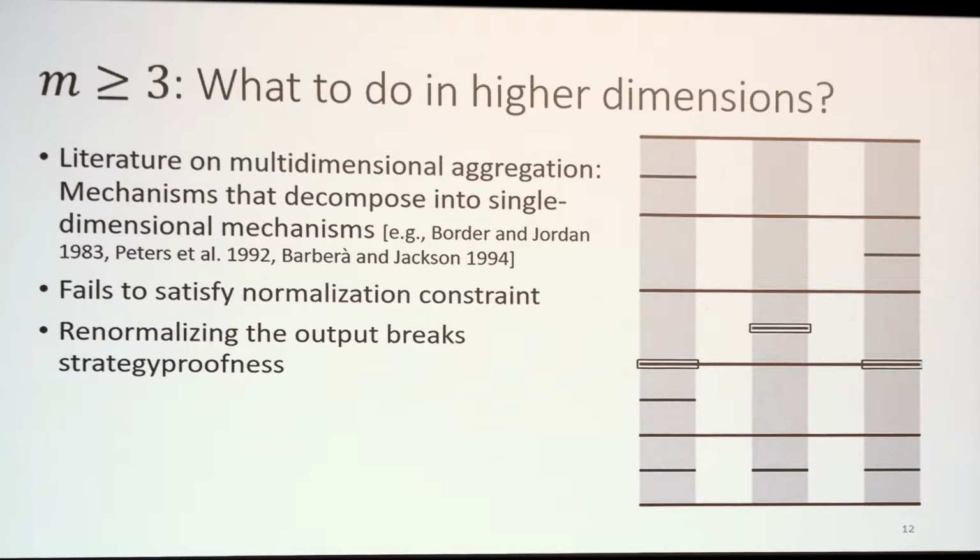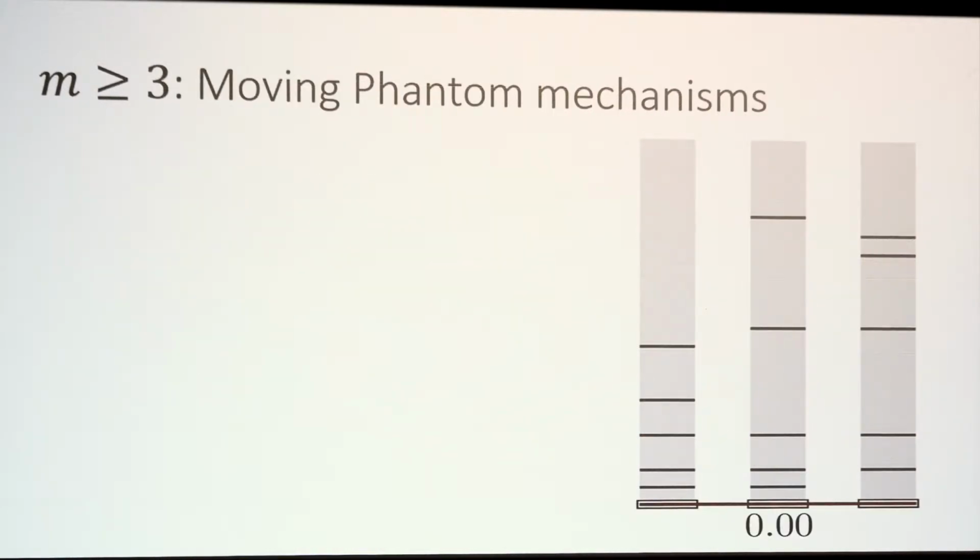First thing you might think of is, how about just renormalizing the output multiplicatively? And this, rather unsurprisingly, is going to break strategy-proofness. So we need a solution to this normalization problem. What we do is, rather than fixing the phantom positions, we're going to allow them to move. And that's why our class of mechanisms is called moving phantom mechanisms.